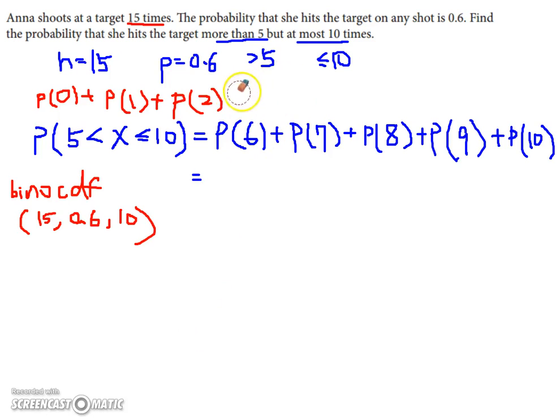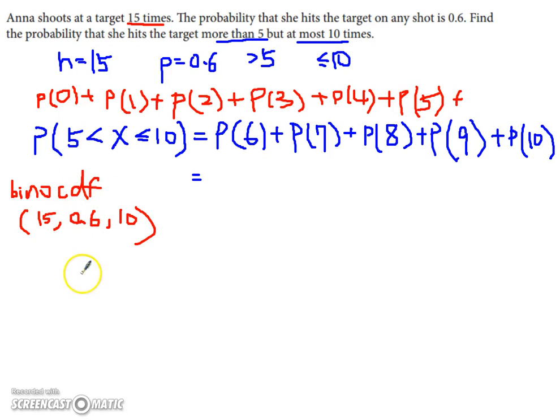Plus P3 plus P4 plus P5 plus P6 plus 7 plus 8 plus 9 plus 10. This is what we have here. Binocdf is this whole list, these 11 items. But right now I'm only interested in 6, 7, 8, 9, 10. So is there some way for me to subtract? If I find the value of this and subtract all of that in the front, the red part, then I'm done.